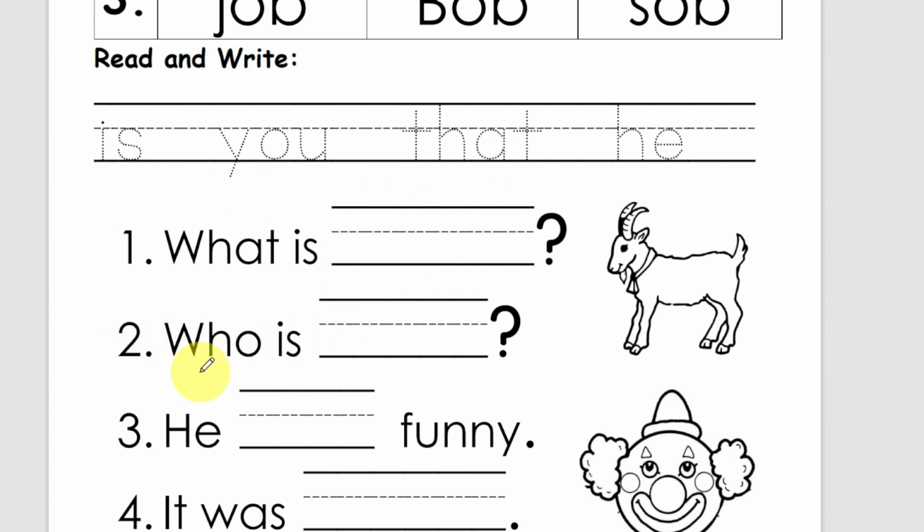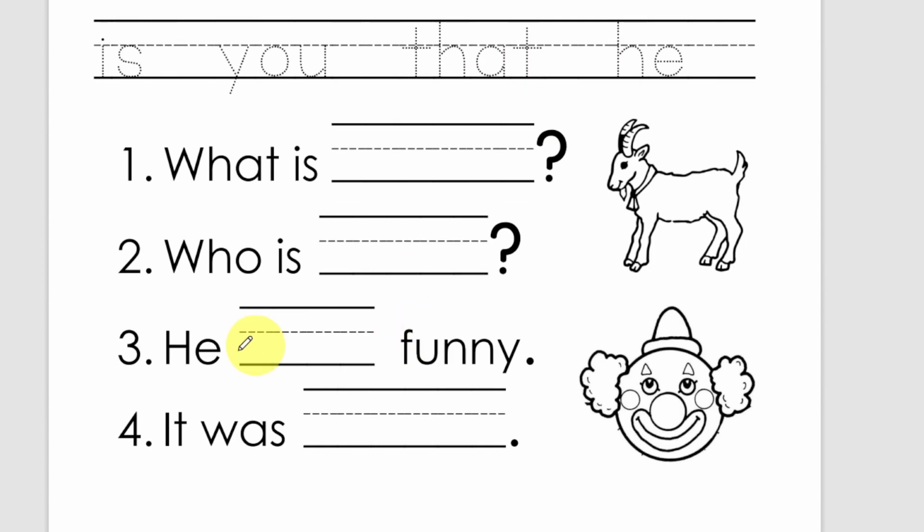Next one, number two. You want to do number two? Yep, why not? Who is he? Who is he? Hmm. Yoda. Okay, so put he right here. He. Which one's he? Who is he? He. Okay, next one.